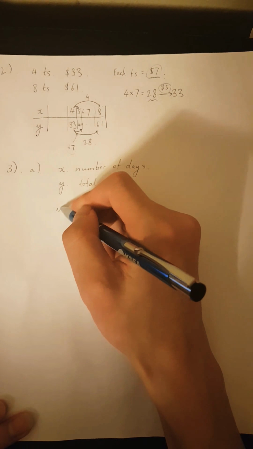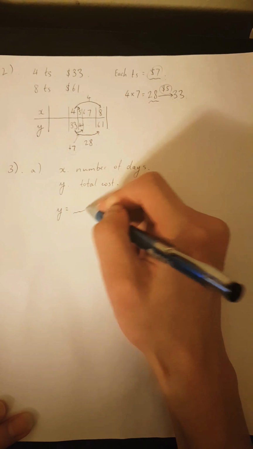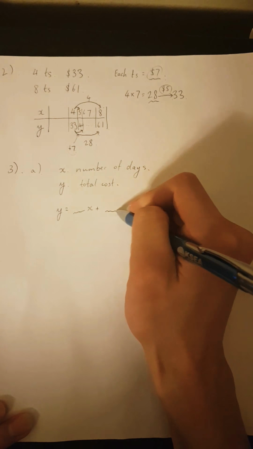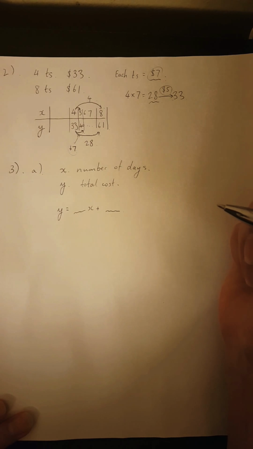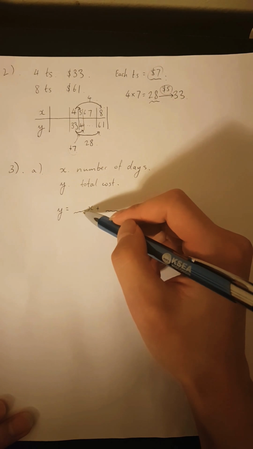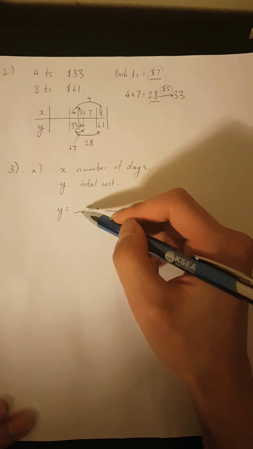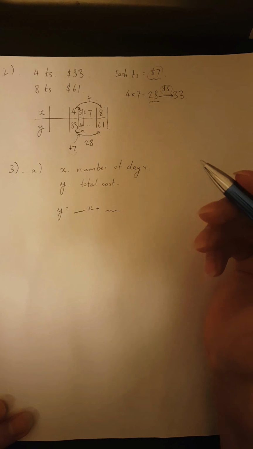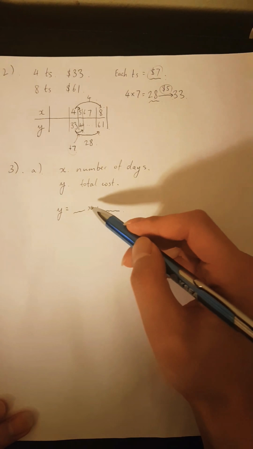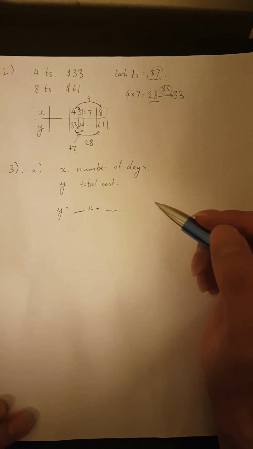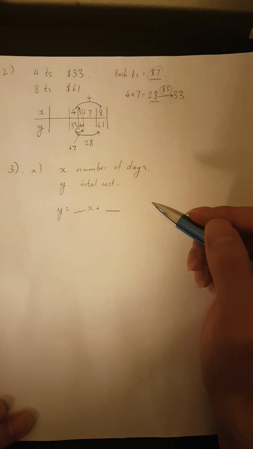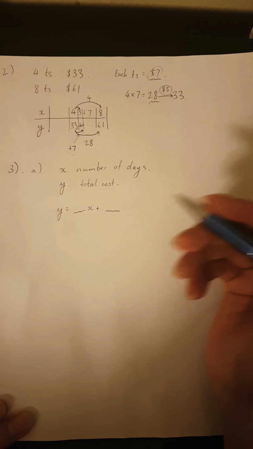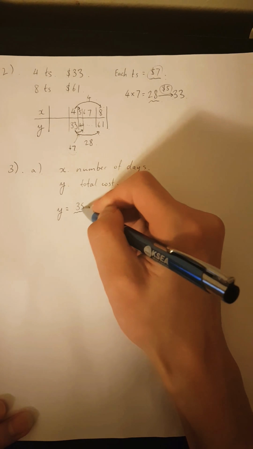So let's have a look. Y is going to be something times X plus something. Okay, so we were talking about how the common difference is going to be the coefficient, or the number that is multiplied by X. So as X increases by 1, we know that Y is going to increase by 35. So the common difference is 35. So 35 actually goes here.